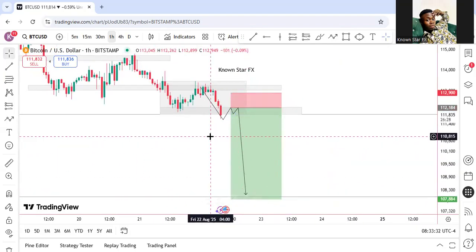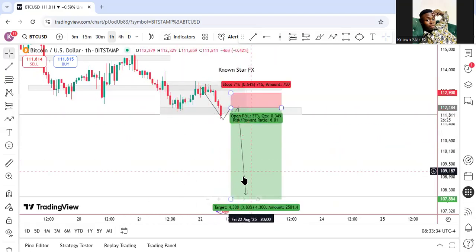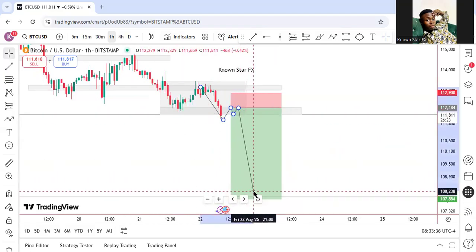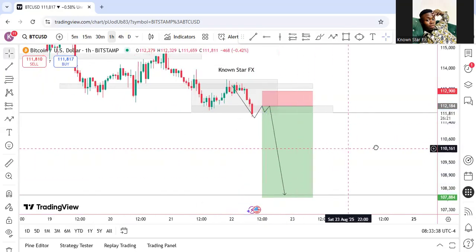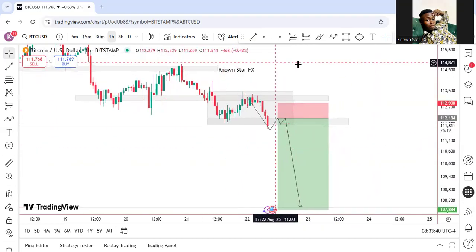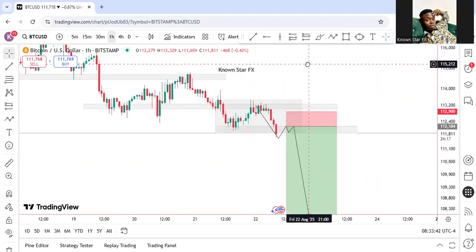So we finally have a break and we now have a lower low. And we're definitely going to be going to the lower time frame to look out for our patterns and how we can actually enter this trade.